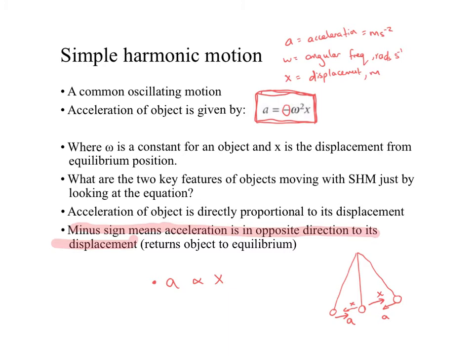So if you're asked to define simple harmonic motion, I would suggest writing down the equation and explaining what each term means. So in terms of acceleration, it's directly proportional to the displacement, but also acceleration is always towards the equilibrium or the midpoint.